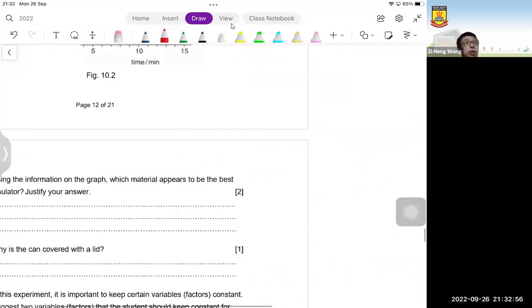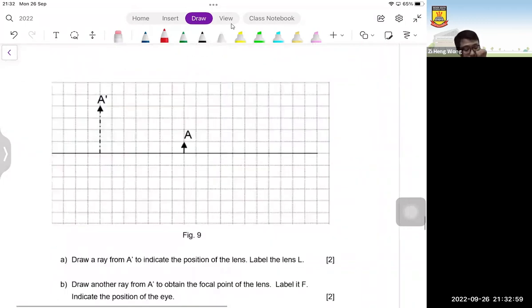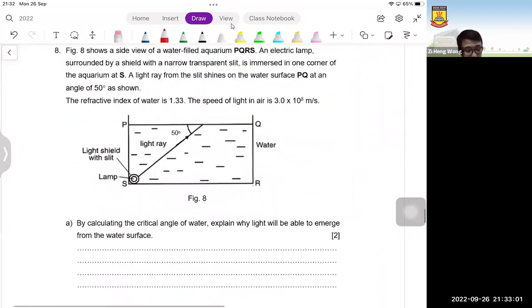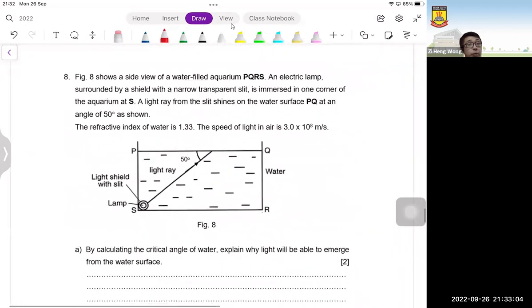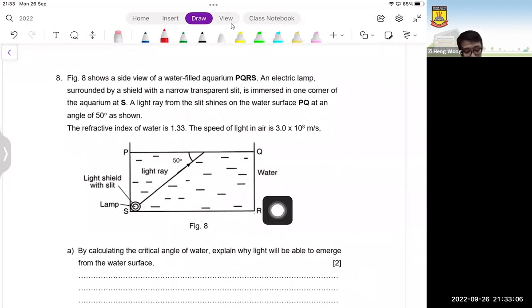Okay, so question 8. Figure 8 shows a side view of a water-filled aquarium, PQRS. An electric lamp surrounded by a shield, with a narrow transparent slit, is immersed, so then it shines over here. The light ray from the slit shines on the water surface at an angle of 50 degrees as shown. By calculating the critical angle of water, explain why light will be able to emerge from the water surface. To find the critical angle, you may use a refractive index of 1.33.